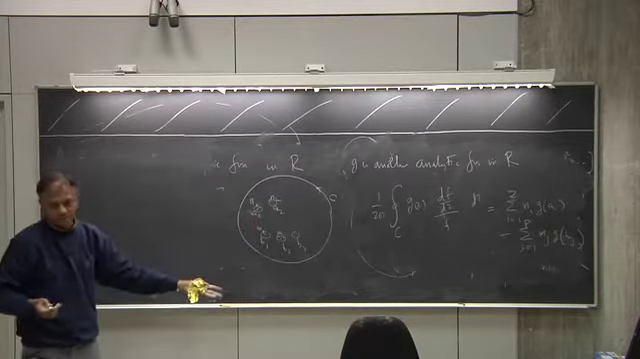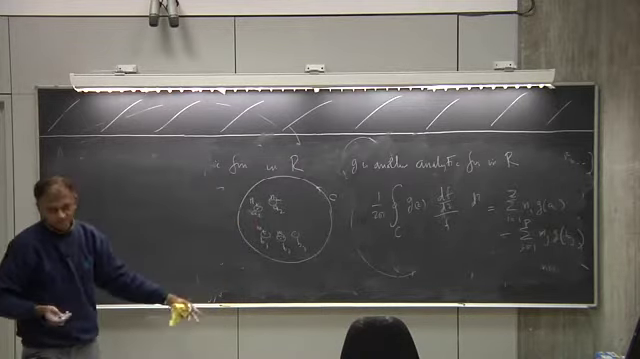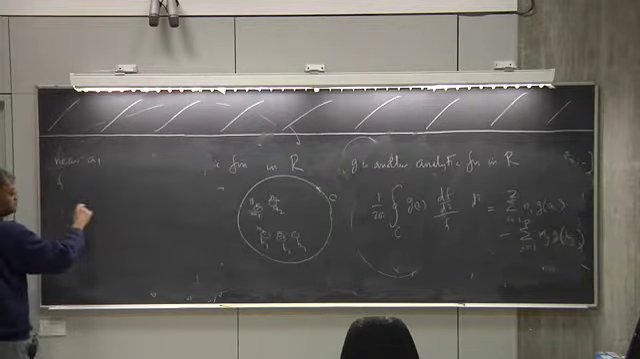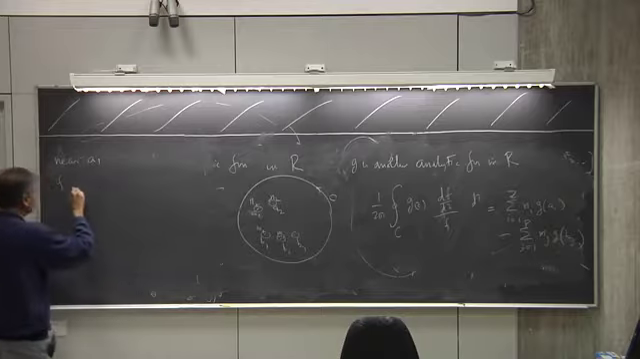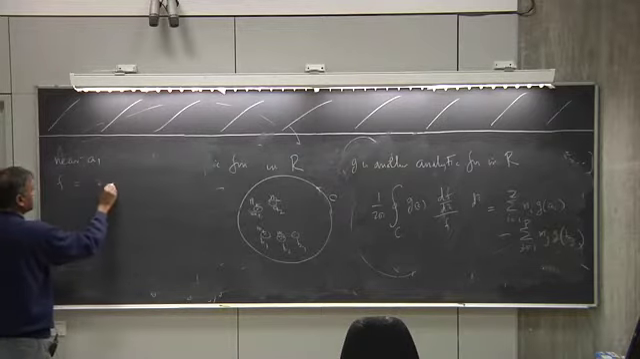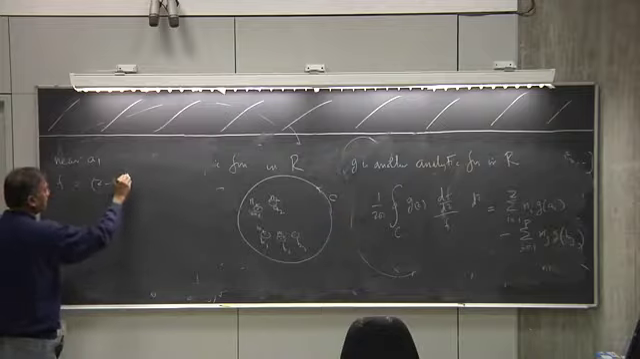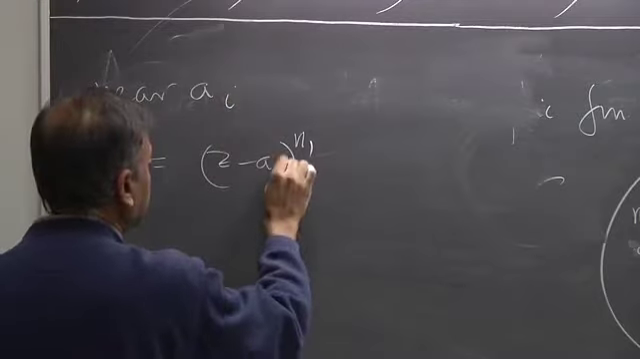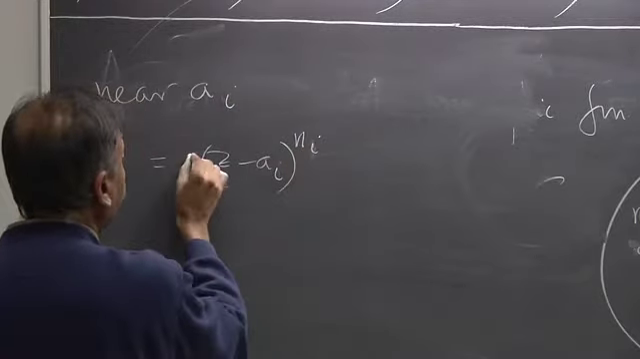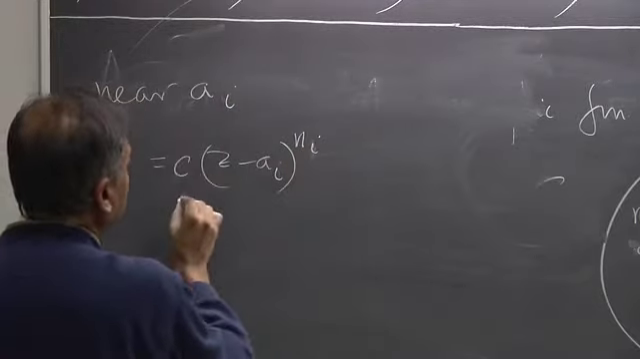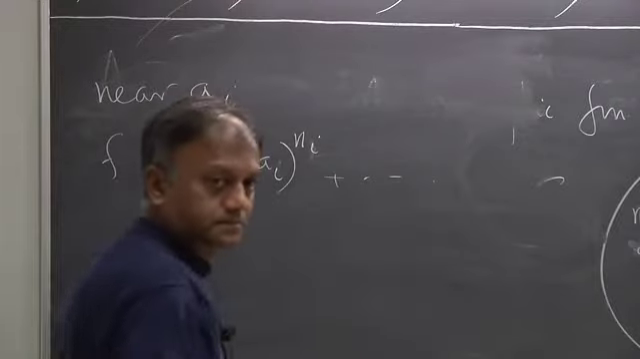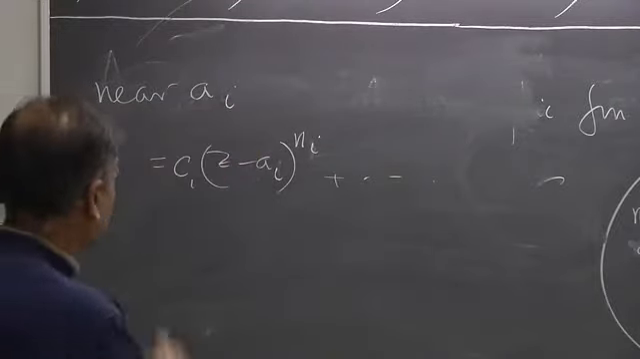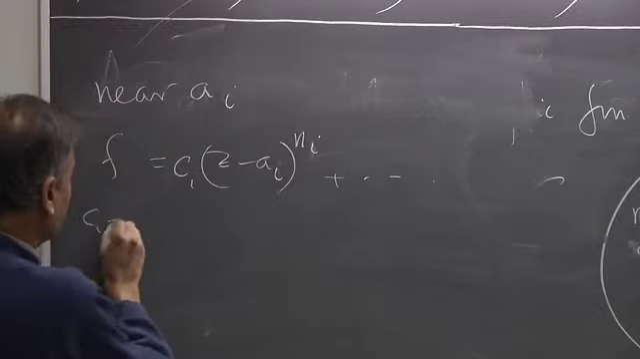So let's say, for example, let's focus at A1. What happens around A1? So we said function f, near A1, since it has an n1-th order zero, f goes like z minus A1 to the power of n1, right? Or in general, at ai, it will be z minus ai to the power of ni with some coefficient ci, and then higher order terms, right? But ci is not 0. Important point is ci is not 0.